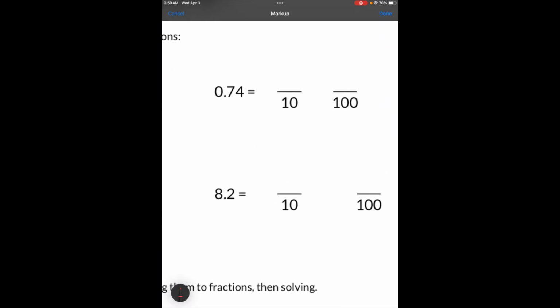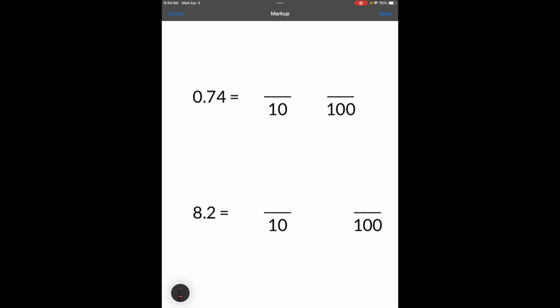Let's take a look at the next one. 0 and 74 hundredths. This time, because our last digit ends in the hundredths, we can't do the tenths. We can only do the hundredths. So 74 hundredths.